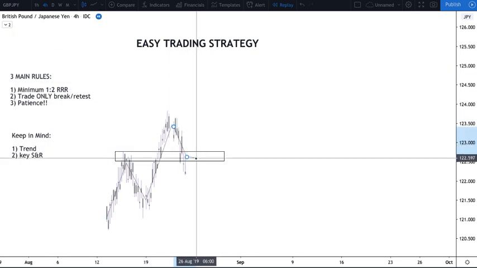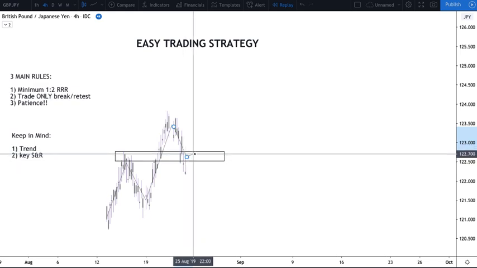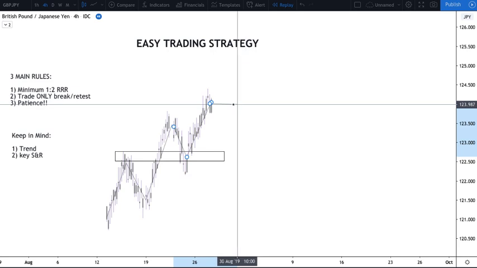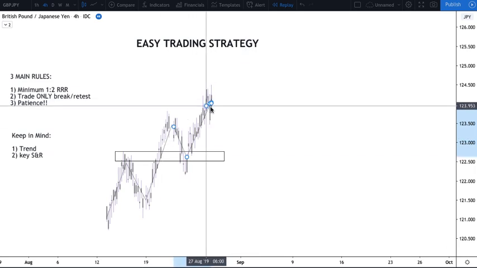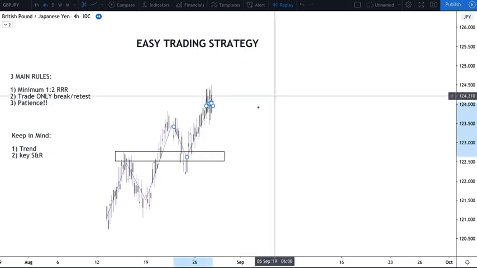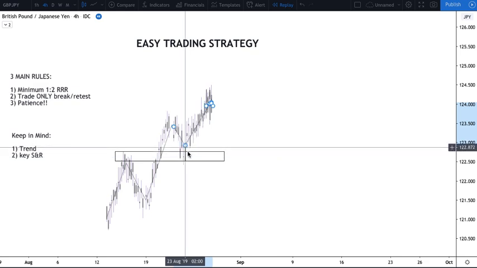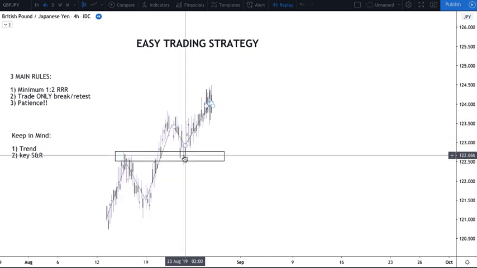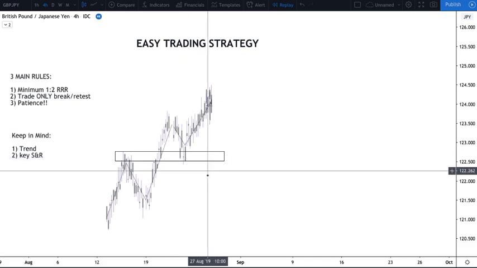So right here is where we had that retest, and right at this position is where we would be looking for that buy opportunity to the upside. Okay, so right here is where we would be looking for that buy position because we broke this level of resistance and we had a confirmed retest. Okay, so very, very simple.